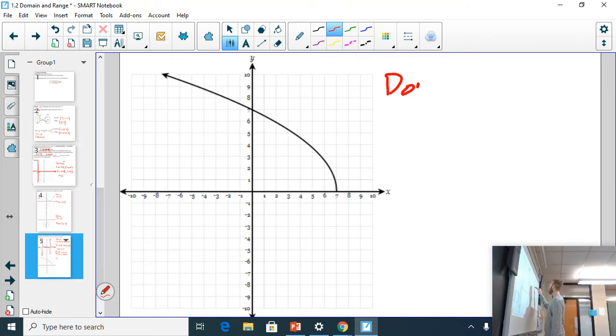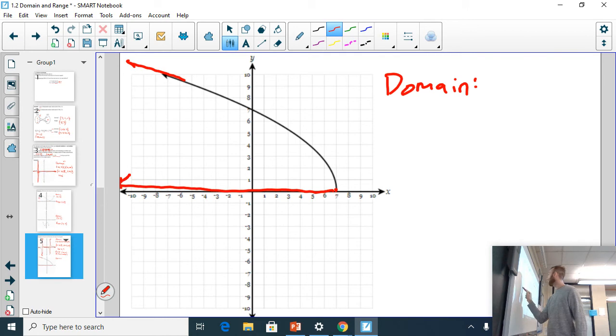Let's do the domain first again. The domain looks like we hit +7, and it looks like we'll end up going all the way to the left. So it looks like we're going to use everything to the left here. So in interval notation, if we're going all the way out to the left, that'll reach -infinity. And then we stop at 7. And it looks like that 7 is included, so we'll use a bracket.